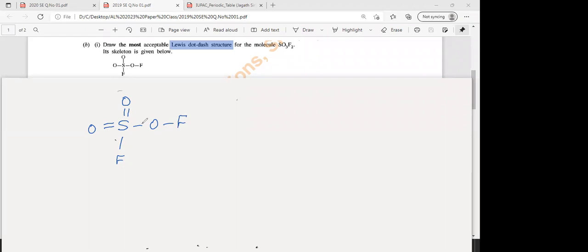Fluorine cannot form more than one bond, right? Fluorine cannot form more than one bond. So I'll put 2 lone pairs on this oxygen, and then 2 lone pairs on this oxygen, and 2 lone pairs on this oxygen, right? And here we put 3 lone pairs. Here we put 3 lone pairs. So no formal charges on any of these atoms.